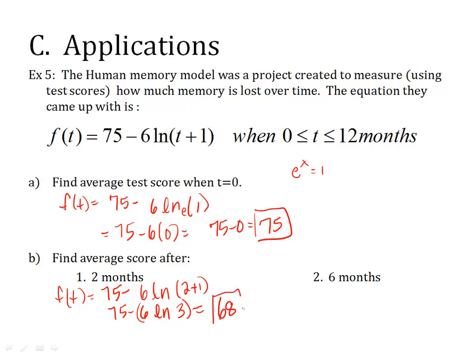That's after 2 months. So if I was graphing this, which you may or may not have to do, at time 0, times 12 over here, at 0 it was at 75. We just found that out. At 2 months, it's at 68, so we're down here.